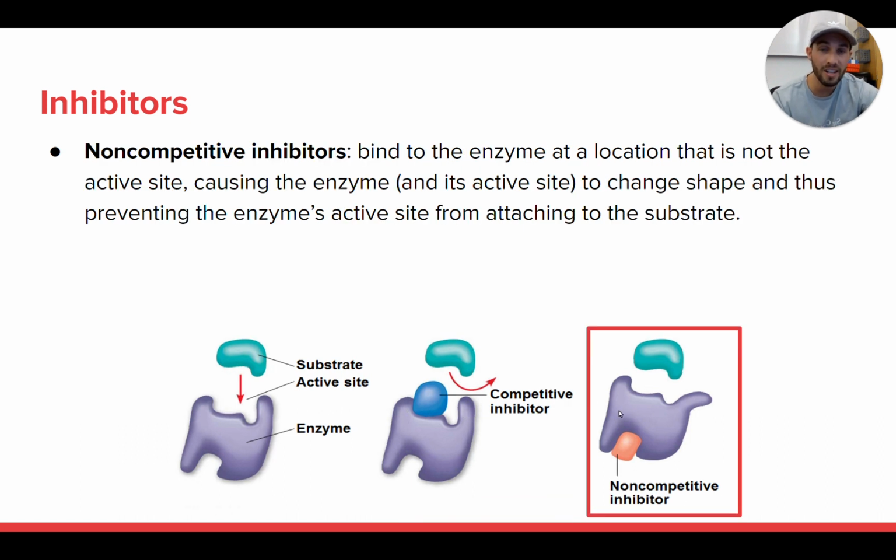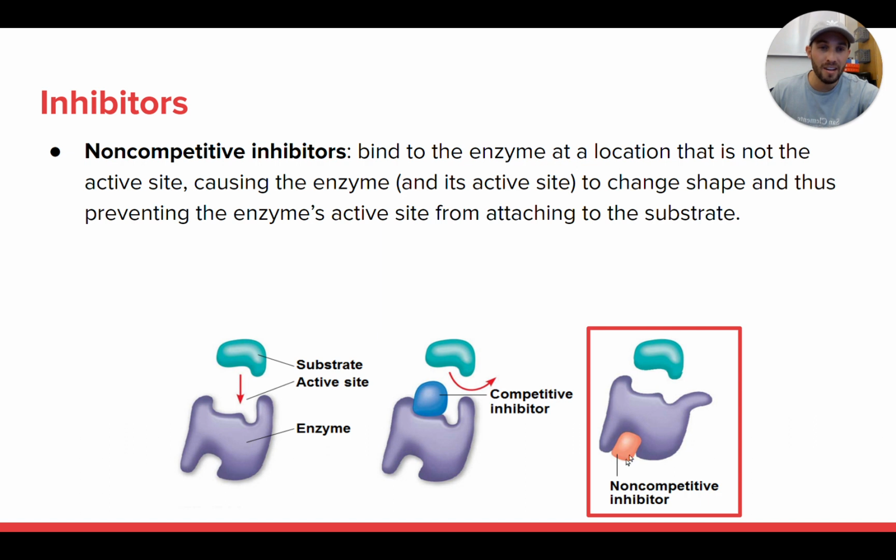Now, a non-competitive inhibitor is a molecule that binds to the enzyme, but not at the active site. So it's going to bind at a different location. But by binding to that different location, it causes the enzyme to change shape. So when this inhibitor binds to the enzyme, the enzyme changes shape a little bit, and that's going to mess up the shape of the active site in a way that makes it harder or no longer able to bind to the substrate. And so that's what a non-competitive inhibitor is doing.